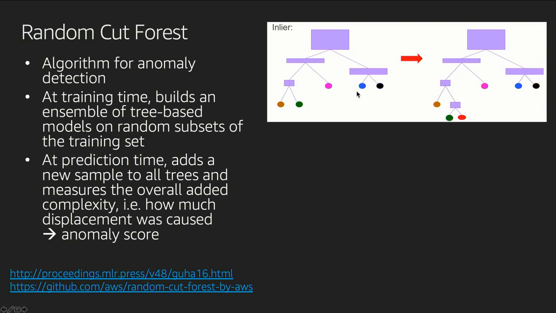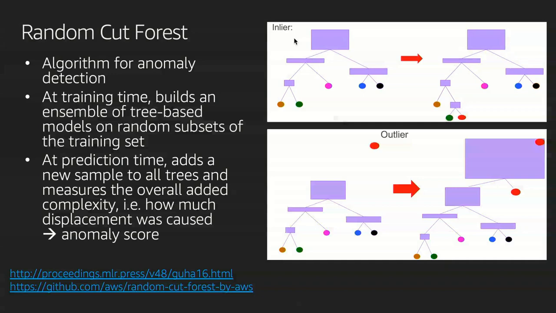It fits into the tree and it doesn't completely change the structure of the tree. So this is probably an inlier, which is the contrary of an outlier. It's not a fraudulent transaction, if we want to use the example.